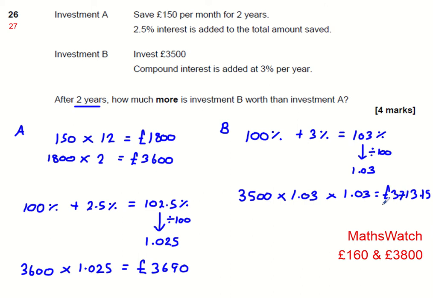To end our question, we want to work out how much more investment B is worth than investment A, which means we need to take both of our investment amounts and find out how much bigger B is than A. That's a subtraction, so we're going to do £3,713.15 subtract £3,690, which means in total investment B is worth £23.15 more than investment A. So there is our final answer.